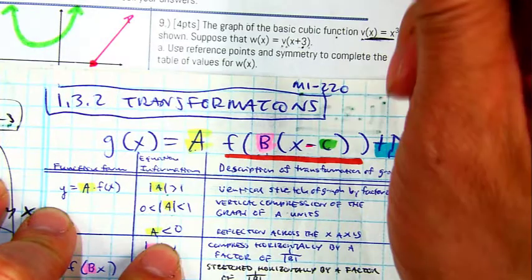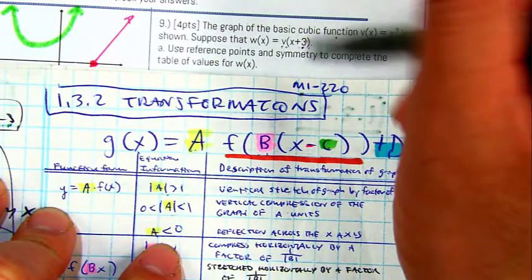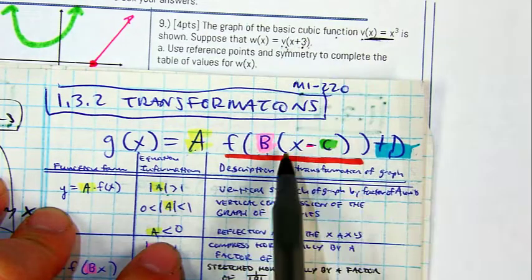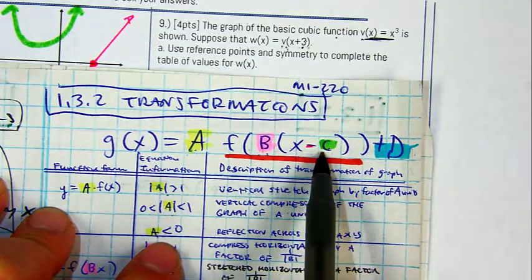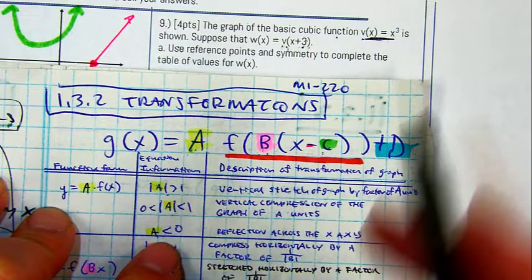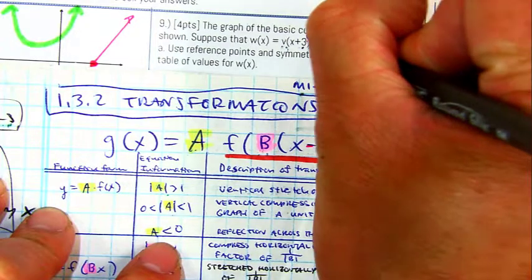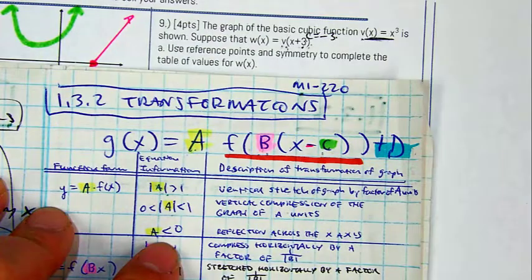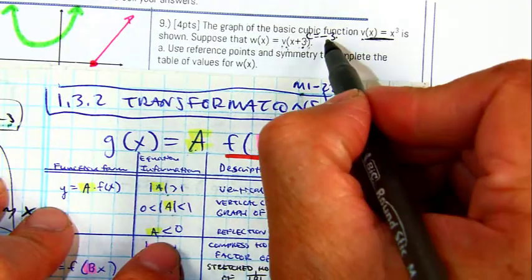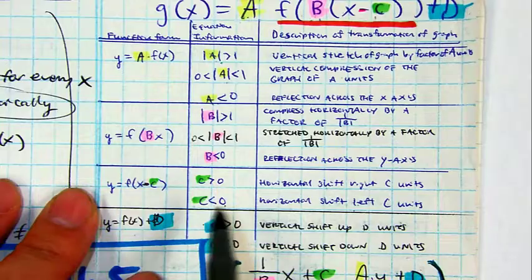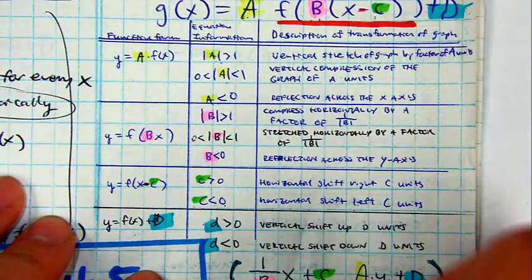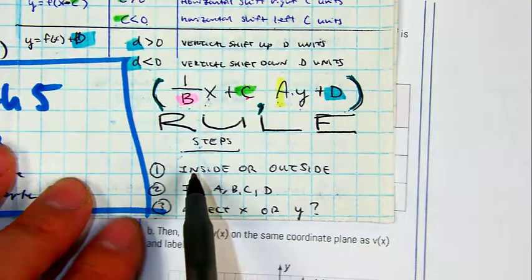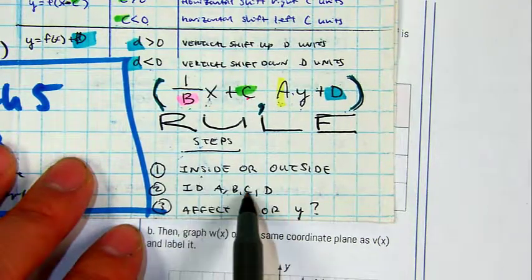So notice that the 3 is inside of these parentheses, and it's to the right of the x value, so it is a c value. So my c value is negative 3. C of negative 3 means that you're going to the left. So we ask these questions: where is it? Inside or outside? It's inside. It's a c value. Does it affect the x or the y?